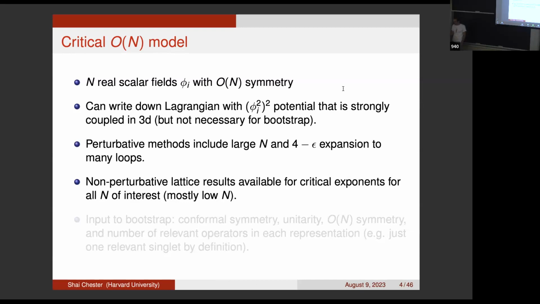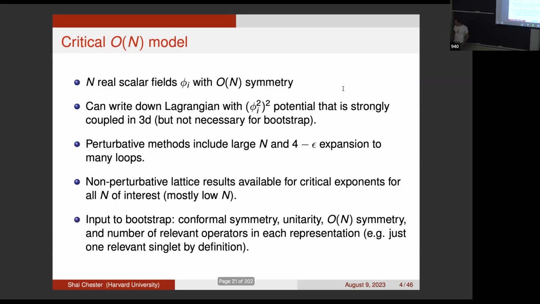Other approaches people have used is lattice results. And these are available for all N in principle, in particular low N. And so these are some results that we'll be able to compare our Bootstrap results to. So at least for the family of critical O(N) models, you could say that even prior to the Bootstrap, there were lattice methods which gave us a decent understanding. Although, as you'll see, for some questions you need extremely precise predictions, and for that, Bootstrap actually does a little bit better than lattice.